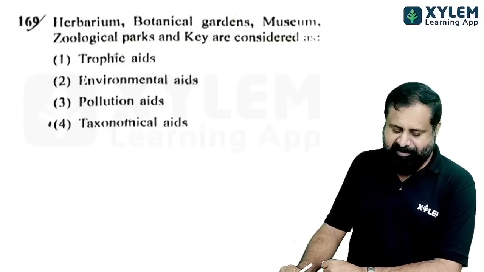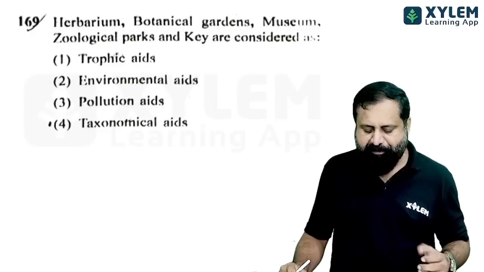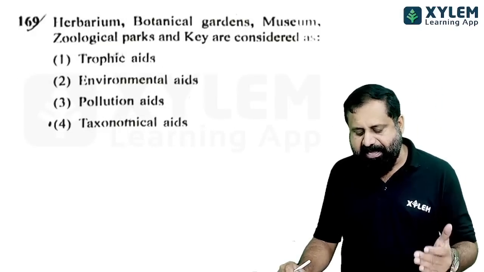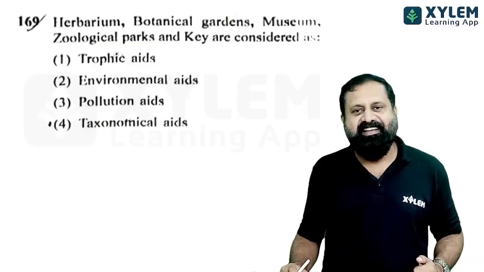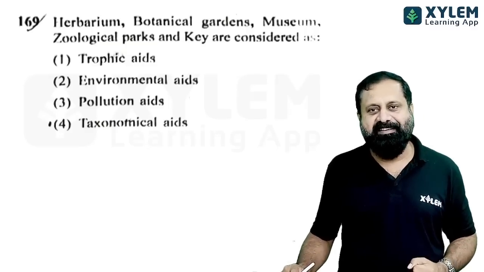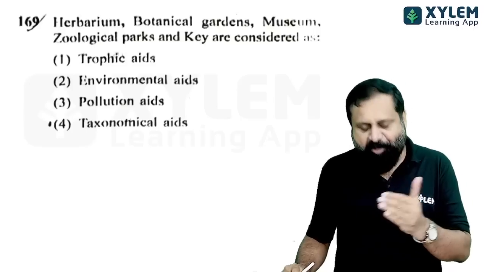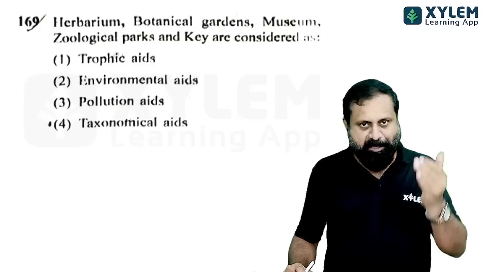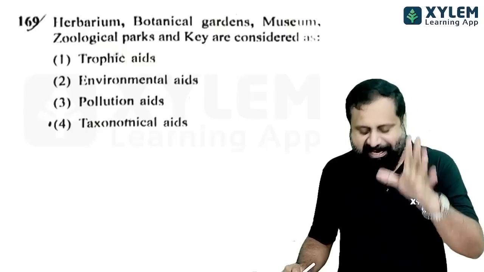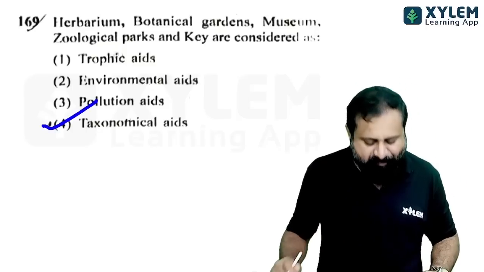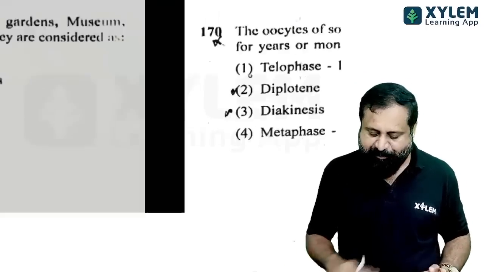169. Herbarium, botanical garden, museum, zoological park and key are considered as. Your first chapter in plus one, living world. In the last part of the chapter, there is a particular topic called taxonomical aids. So the right answer is 4, taxonomical aids.